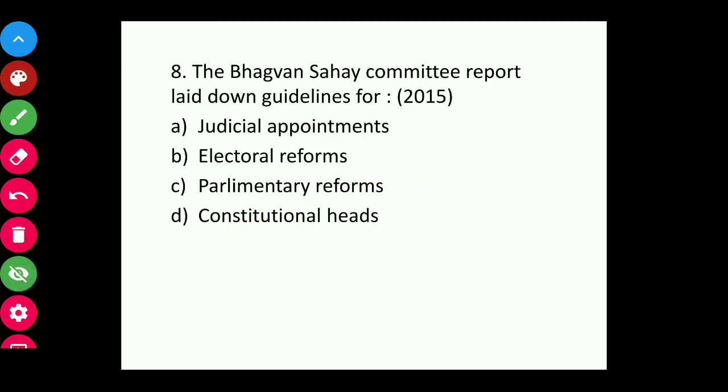Number 8. The Bhagwan Sahay Committee report laid down guidelines for A. Judicial appointments, B. Electoral reforms, C. Parliamentary reforms, D. Constitutional heads. So the answer is D, the constitutional heads.